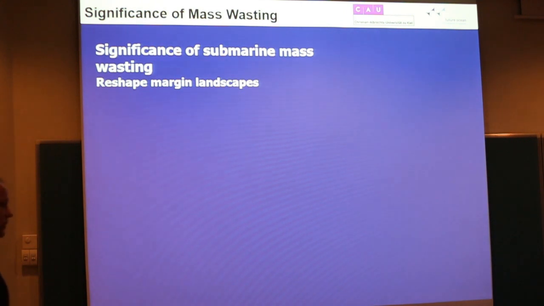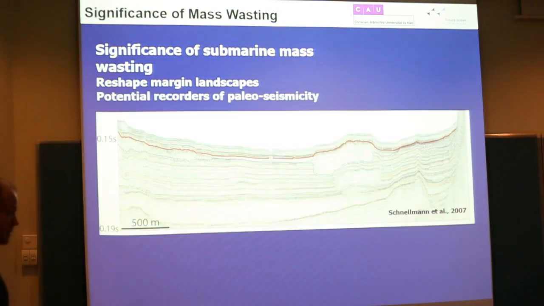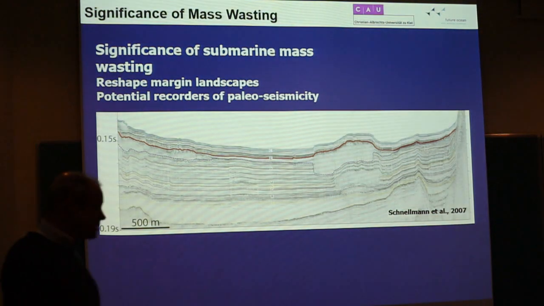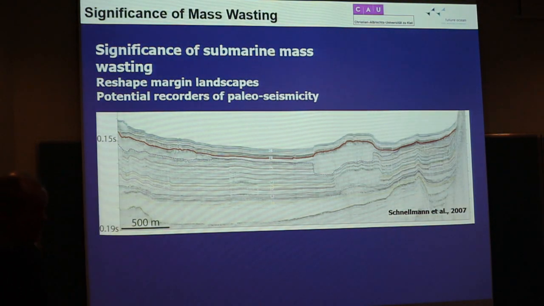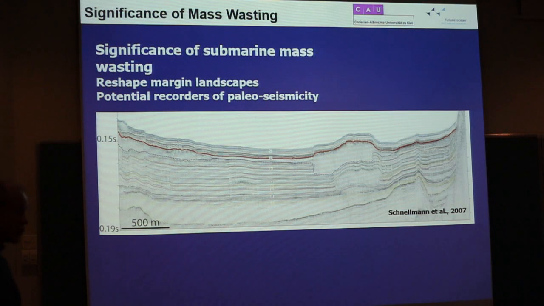In order to look at these resources, you should understand how they have been formed, and you need to investigate all processes which shape continental margins, and mass wasting is one of the important processes which is shaping marine landscapes. Then I mentioned that you may use submarine landslides in combination with paleoseismicity, or as a potential recorder of paleoseismicity.